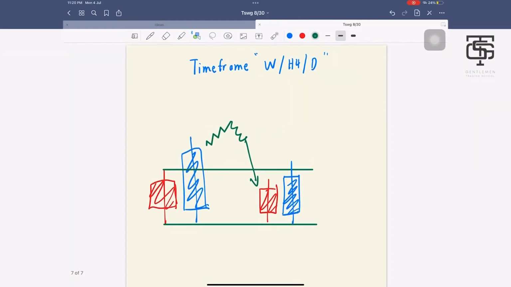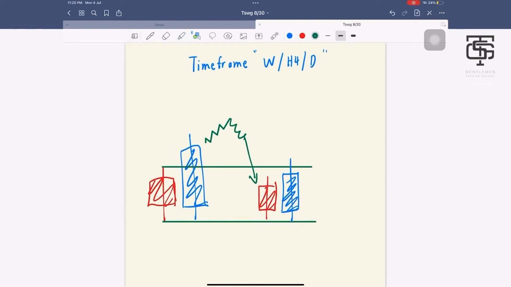Which time frame is this valid for? What I use personally is weekly, daily, and also H4. So do not be looking at this demand zone based on M1 or even M5. It's too small of a time frame. So only focus on weekly, H4, and daily. These are the 3 time frames that you guys need to focus on.